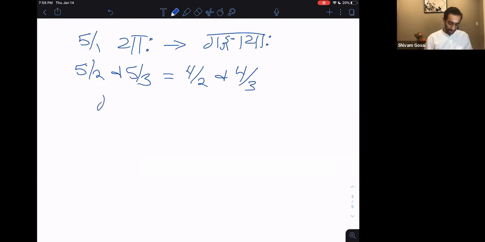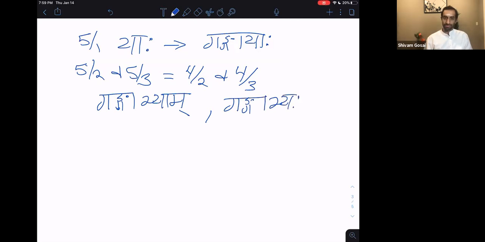So, Gangabhyam and Gangabhyah. Okay, because 5-2, 5-3 are the same as 4-2, 4-3. So let's chant 5-1: Gangayaha. Gangabhyam, Gangabhyah. Okay, now Guha. Guhayaha, Guhabhyam, Guhabhyah.